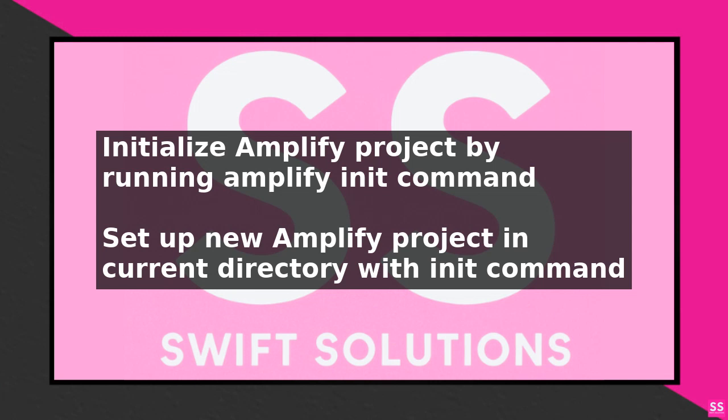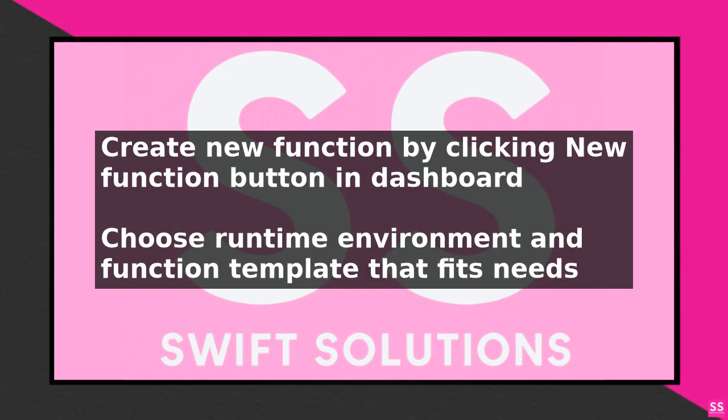Next, navigate to the Amplify dashboard and click on the Functions tab. Here, you can create a new function by clicking on the New Function button. Choose the runtime environment for your function, such as Node.js or Python, and select the function template that best fits your needs. Once you have created your function, you need to configure its category.